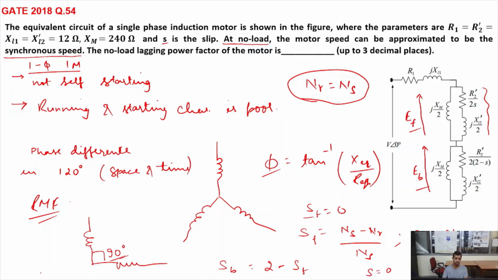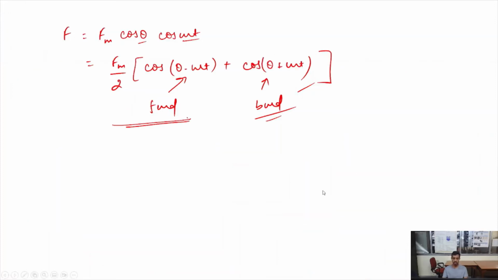What will happen if S would be 0? So if S would be 0, this is going to be open. So this is not going to work, right? This will be treated as open circuit. Here S is 0. Now it will become R2 dash by 4. So let me draw the equivalent circuit in the next slide.